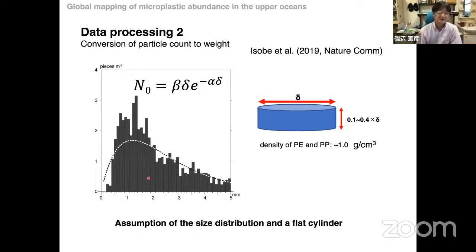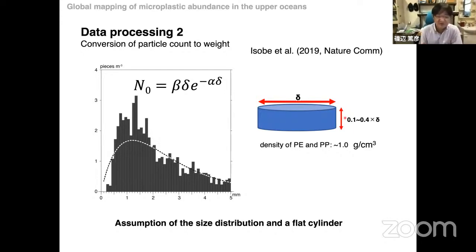This figure shows the size distribution again, and we assume the size distribution follows this exponential curve. Beta and alpha are the empirical coefficients obtained from the observations, and delta means the size. By integrating this curve over the entire size range, we can obtain the total particle count, and by assuming a cylindrical shape for each fragment, with size delta as the diameter and thickness of 0.1 or 0.4. So this is a very thin cylinder shape.